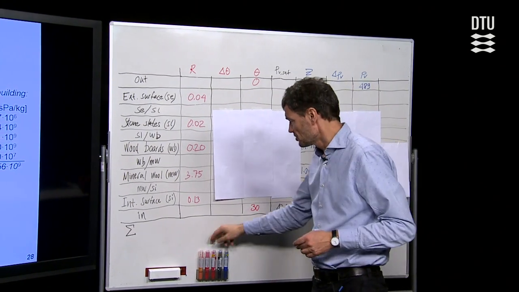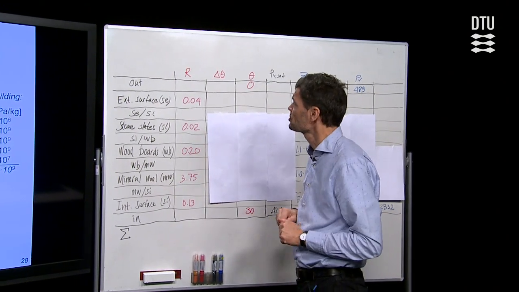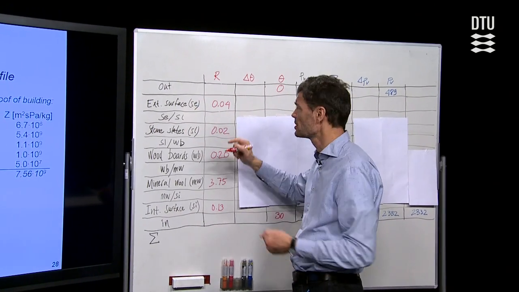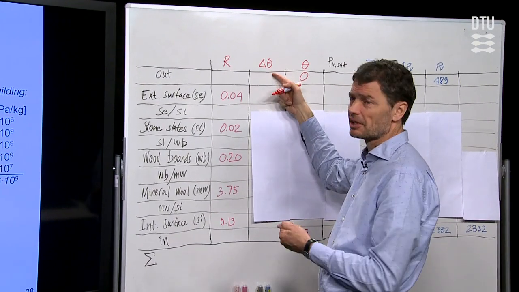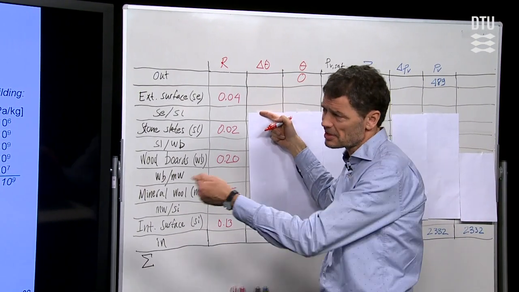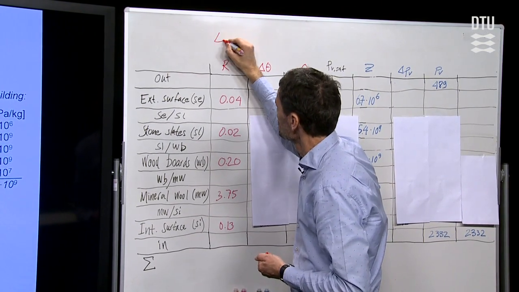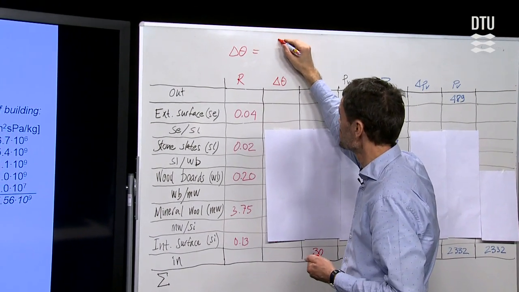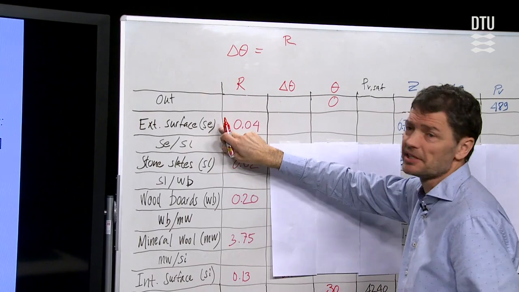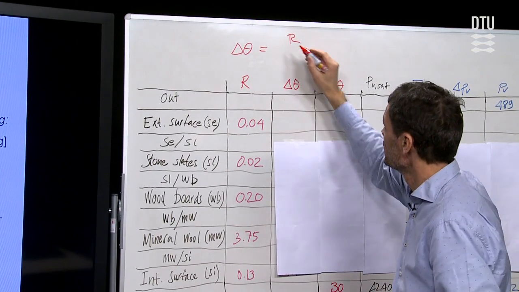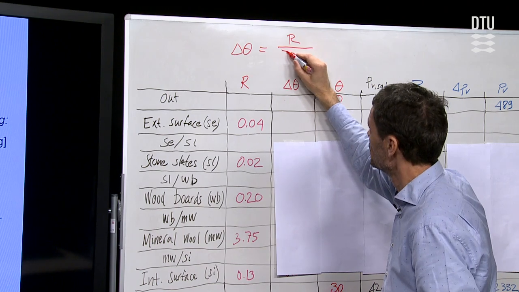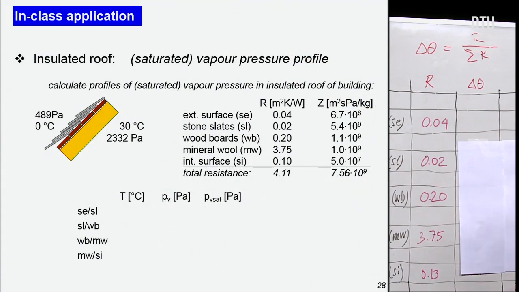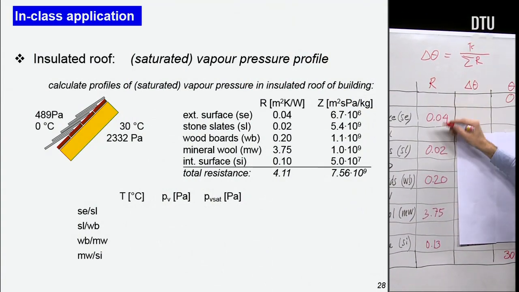Now, first of all, to calculate the distribution of the temperatures, delta T, if we take one layer, for instance the exterior surface resistance, then there is a temperature difference between the outside air and the surface of the slates. Such a temperature difference, delta T, comes as a result of the resistance of that layer, in this case the exterior surface resistance, so the 0.04, in comparison to the total resistance, the sum of resistances for the whole construction. I need that as a helping variable.